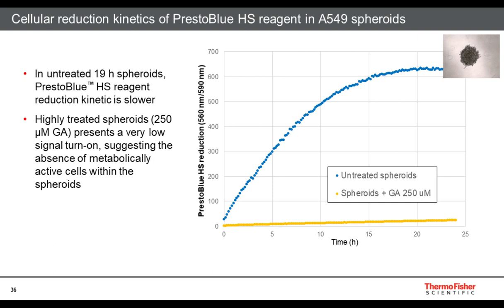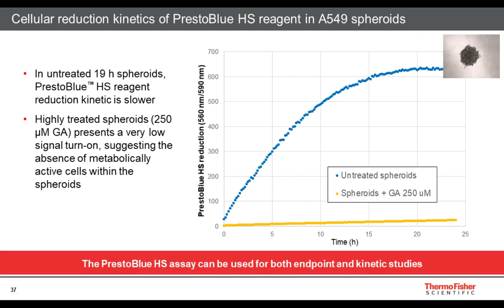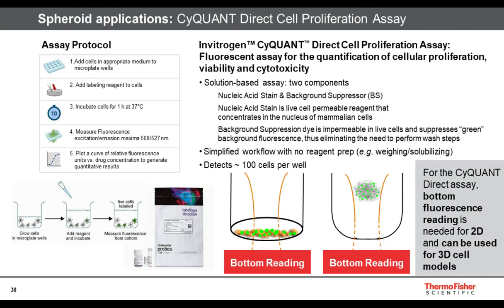Similarly, with untreated spheroids, the blue line, with PrestoBlue HS, there is a slow increase in fluorescent signal over time. The reduction kinetics of PrestoBlue HS on spheroids is slower than that on the monolayer cells, again due to the tight compact structure of cells. And similarly to the drug-treated monolayer cells, the drug-treated spheroids present a very low signal turn-on, confirming the absence of metabolically active cells. So the PrestoBlue HS assay can be used for both endpoint and kinetic studies.